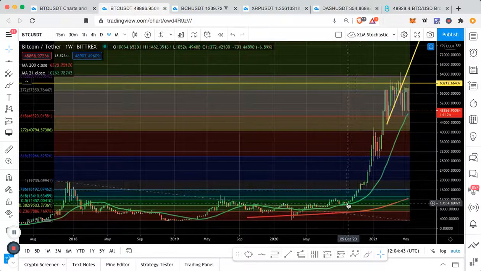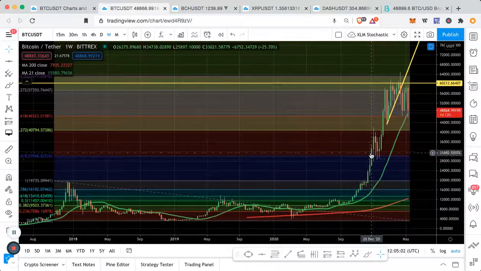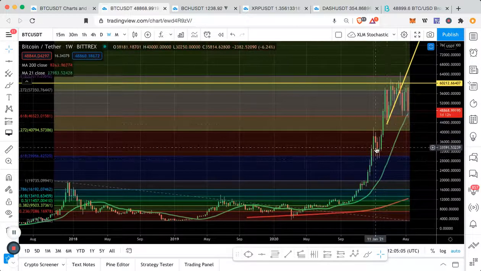As a matter of fact, from here, from $10,000, right? You notice here we were touching the 21. We came and we touched the 21-week moving average once. And then we took off from $10,800. And from then we've been saying, hey, Bitcoin needs to come back down and touch the 21-week moving average. We needed to touch the 21-week moving average.